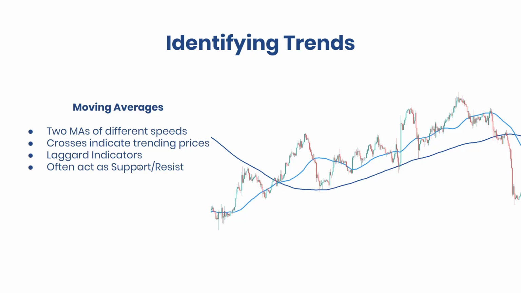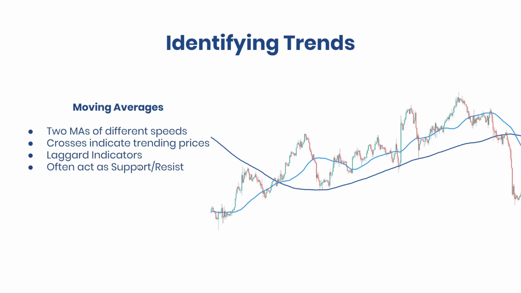I'm going to start with moving averages. And moving averages are really just a calculation of the average price of the last X amount of periods. So if you have a 7-day moving average, it's calculating the average price over the last 7 days. A 20-period moving average, the last 20 periods, the last 200 periods would create a 200-period moving average.